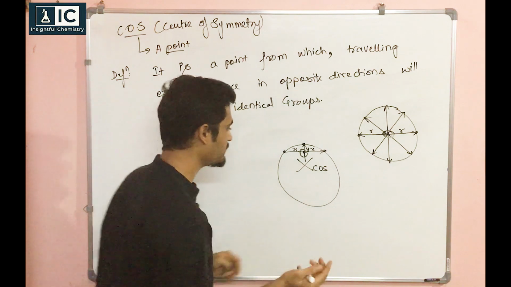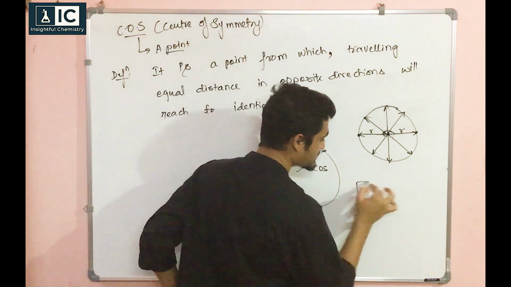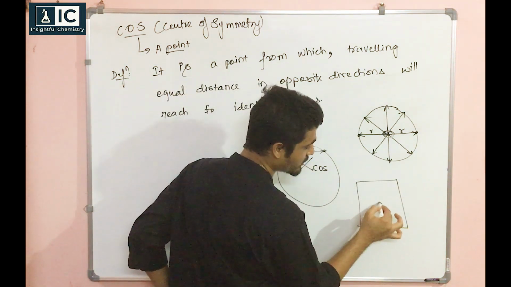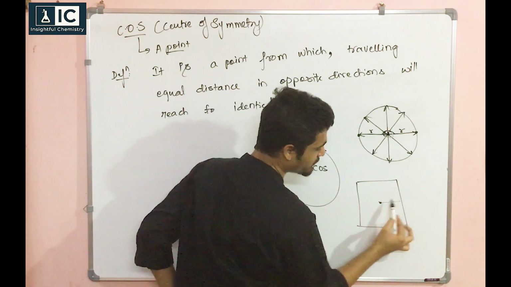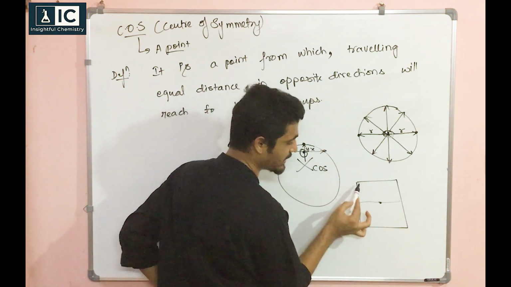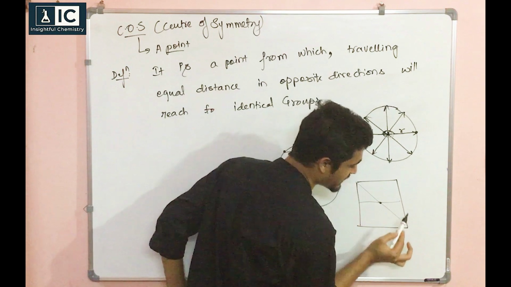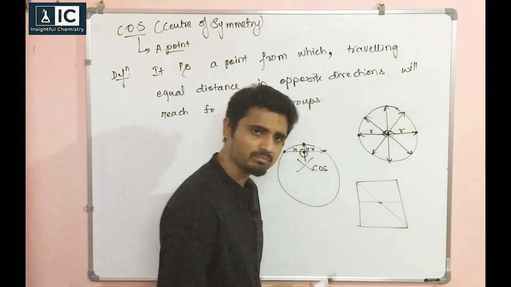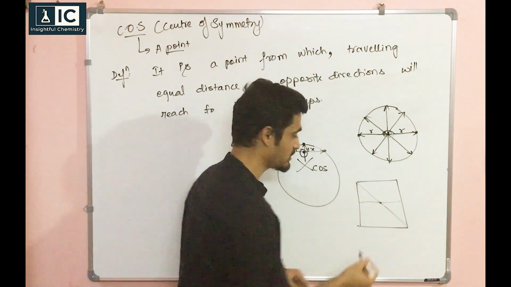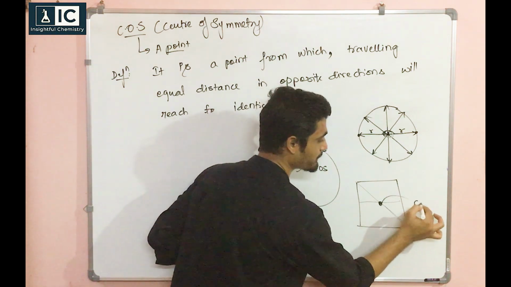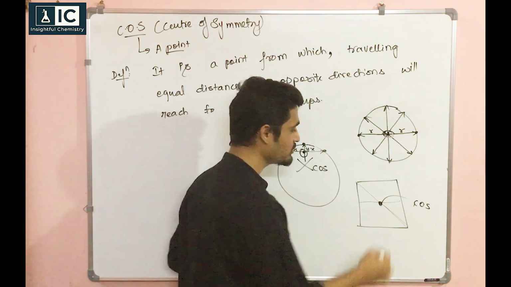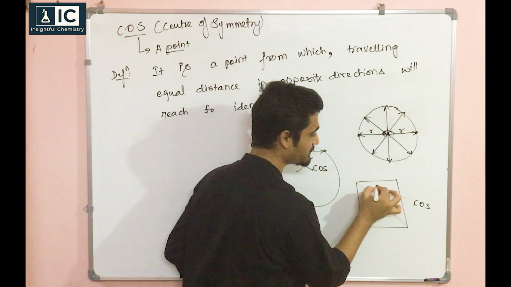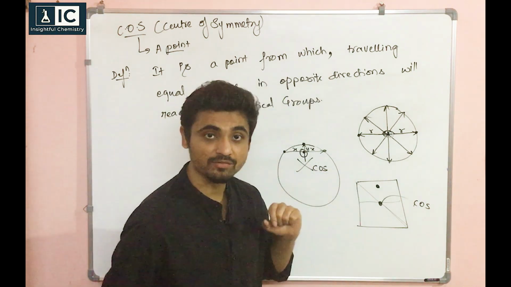Understood? Just one more example I'll give. Suppose I take this square. If I go to the center, then definitely if I move here and move here, I'll get a point. I move in this direction and this direction, I'll get a point. You can try in any direction. So this will be your center of symmetry. But if I give you a point here, this one, is that a center of symmetry?